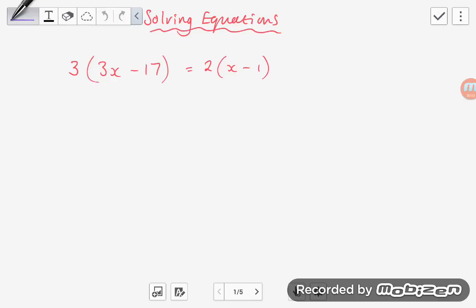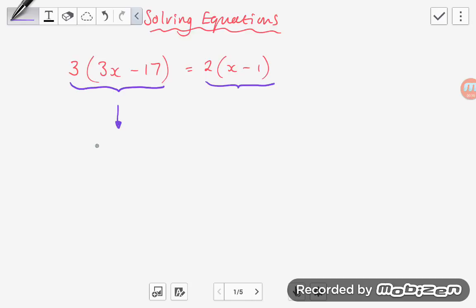This video is about solving equations for higher GCSE pupils. Right, in this first equation we notice that we've got letters and brackets on both sides. So what we need to do is first of all expand both brackets.